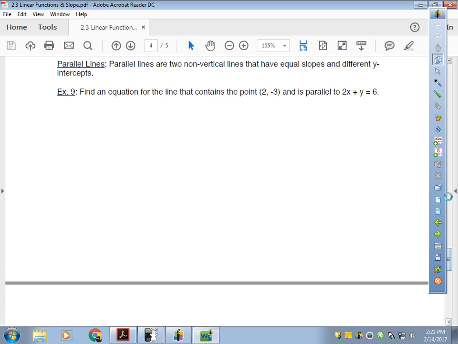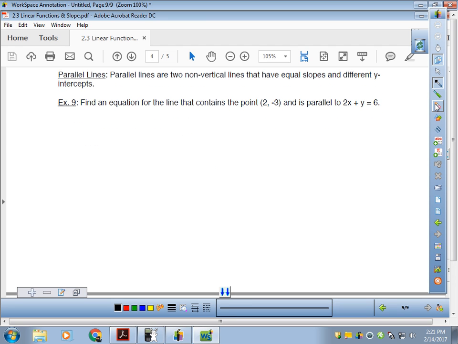All right. Next thing is parallel lines. Parallel lines are lines that have the same slope but different y-intercepts. So if you say two lines are parallel, what you are saying is that they have the exact same slope.